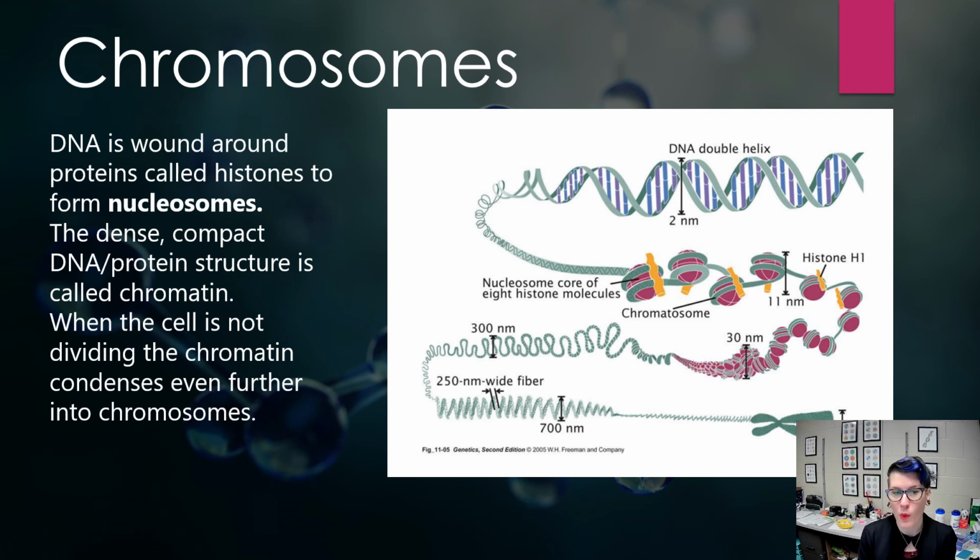The DNA is wound around proteins called histones. This forms nucleosomes. The dense, compact DNA protein structure is called chromatin, and when the cell is not dividing, the chromatin condenses even further into chromosomes.